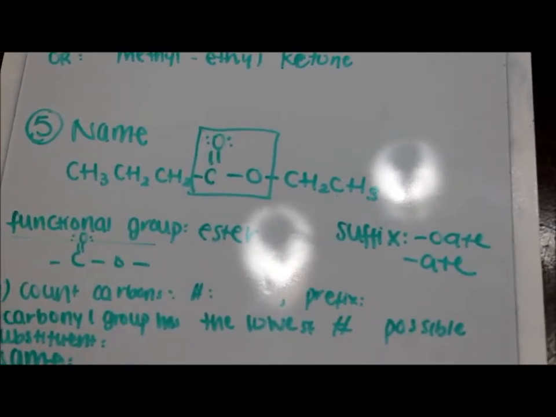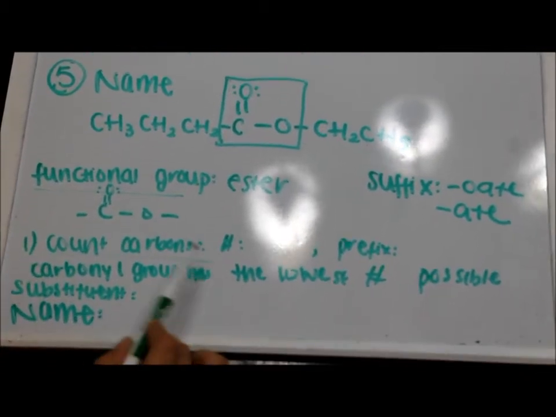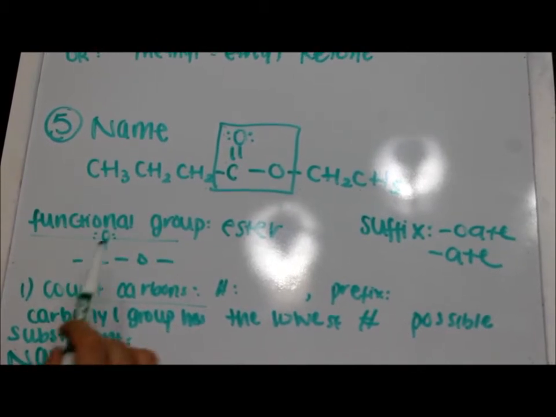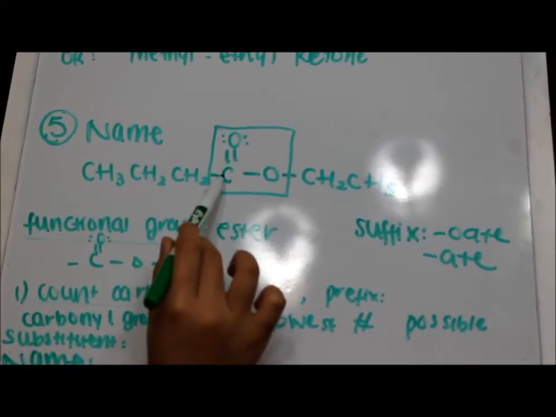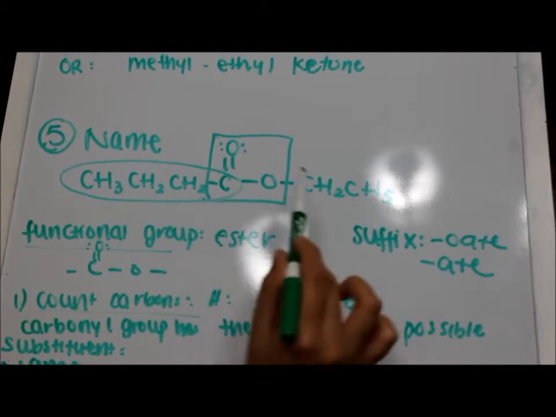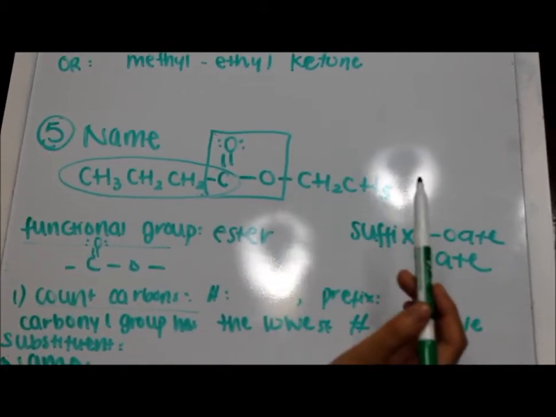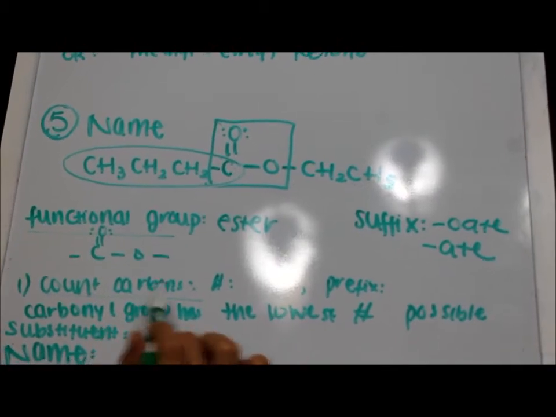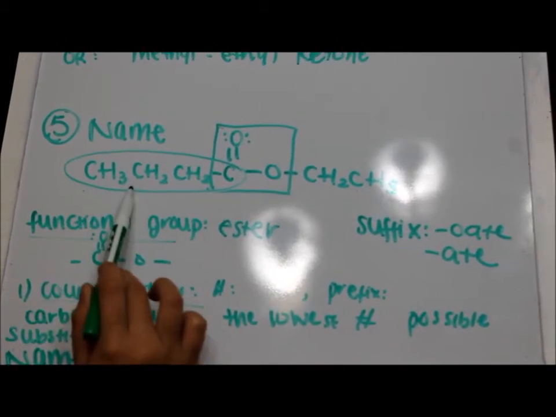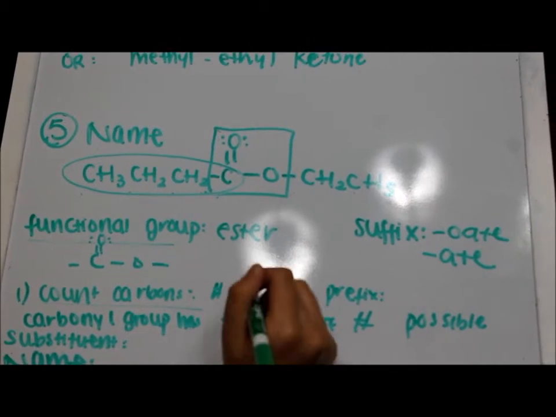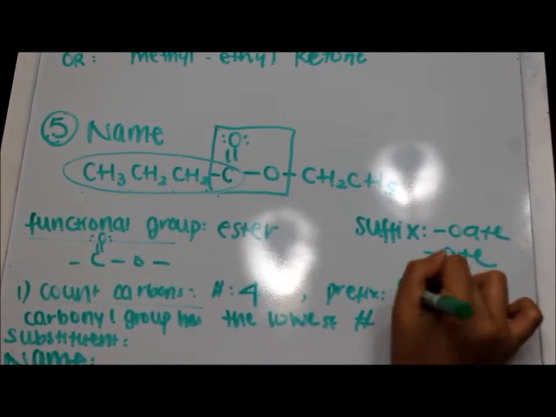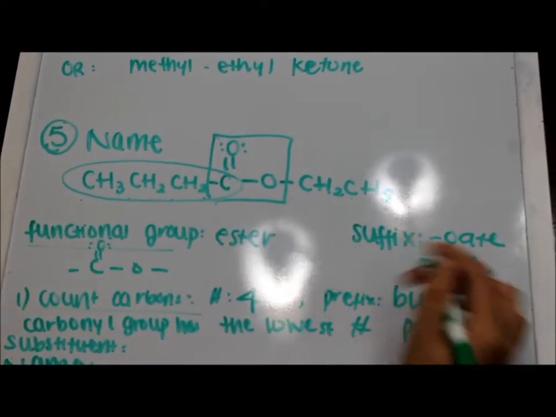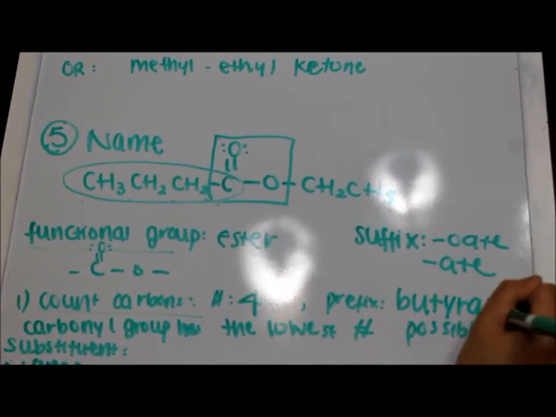The first step, as always, is to count the carbons. The thing to note about esters is that the parent chain is always on the side of a carbon right here, and the rest can be substituent groups. So we're going to count the number of carbons in the parent chain. 1, 2, 3, 4. So there are 4. The prefix again is but, and since it is an ester, the compound is a butyrate.